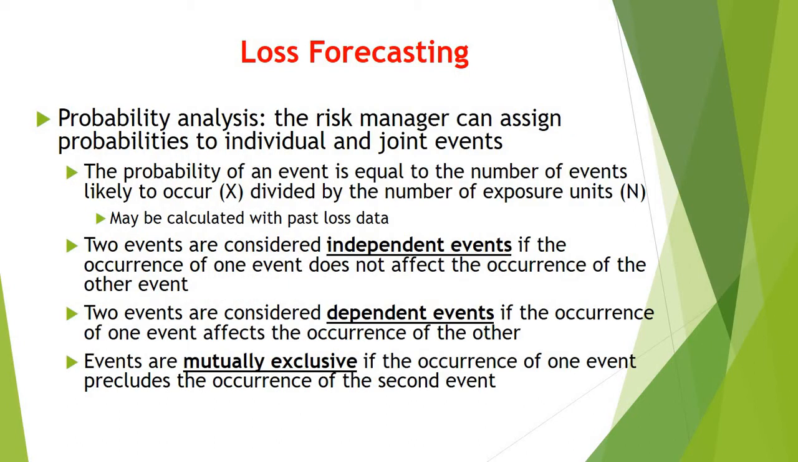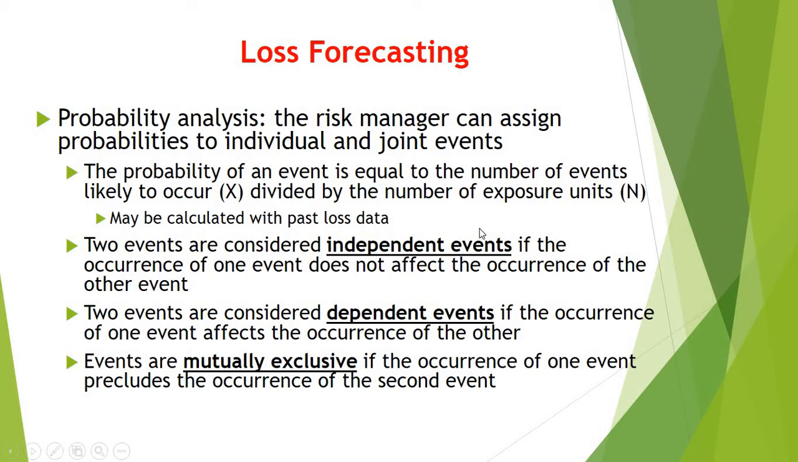Now let's look at probability analysis. The risk manager can allocate probabilities to individual and joint events. In general, the probability of an event is equal to the number of events that are more likely to occur divided by the number of exposure units. So if forecasting is done based on probability analysis, it can be calculated with past loss data.